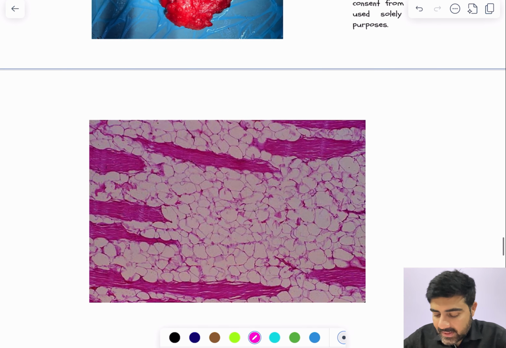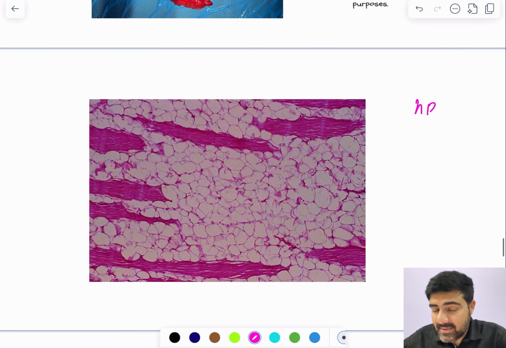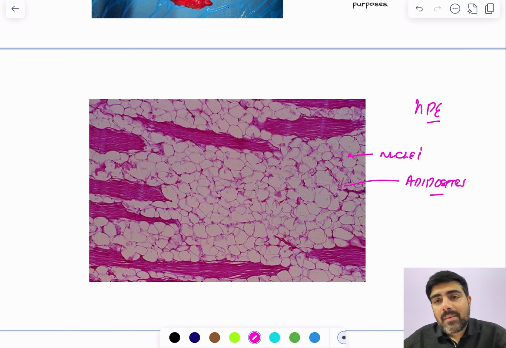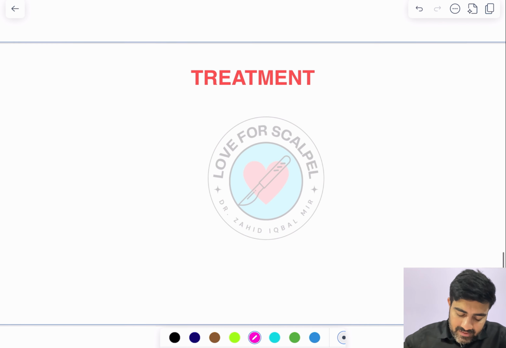Then this is histopathological examination showing adipocytes, mature adipocytes, and nuclei pushed to the periphery. So this is the nuclei, pushed to the periphery. So these are mature adipocytes. So this suggests lipoma. So now what is the treatment of the lipoma?